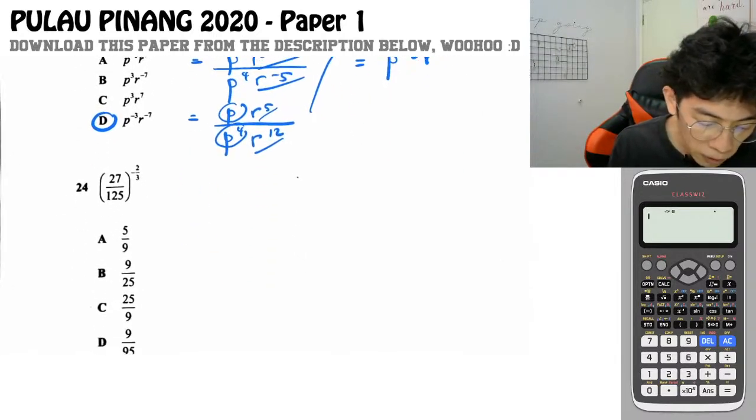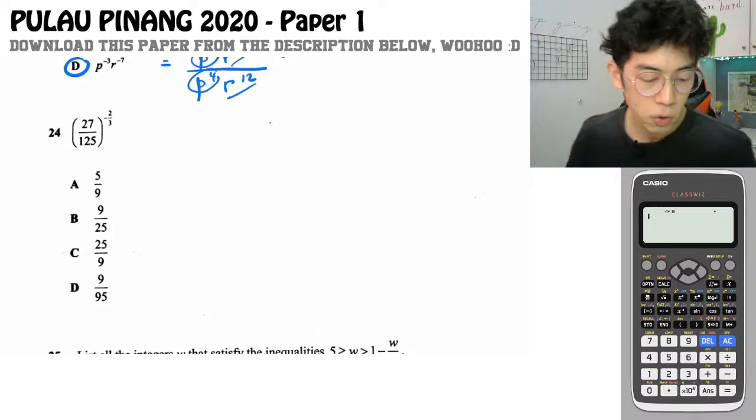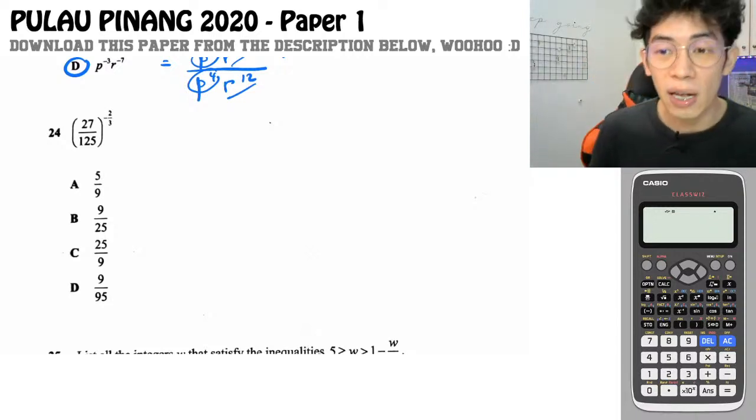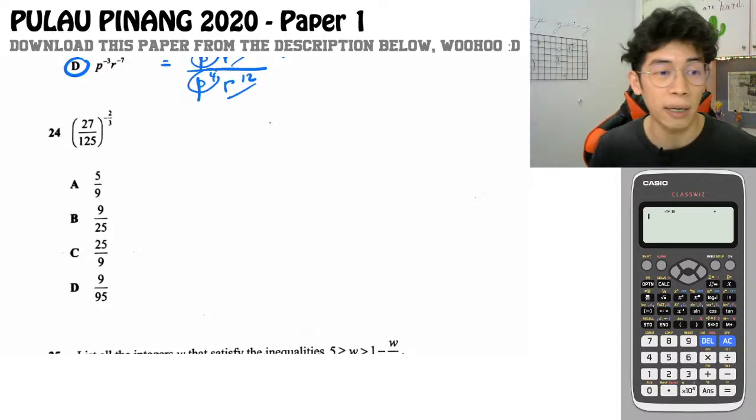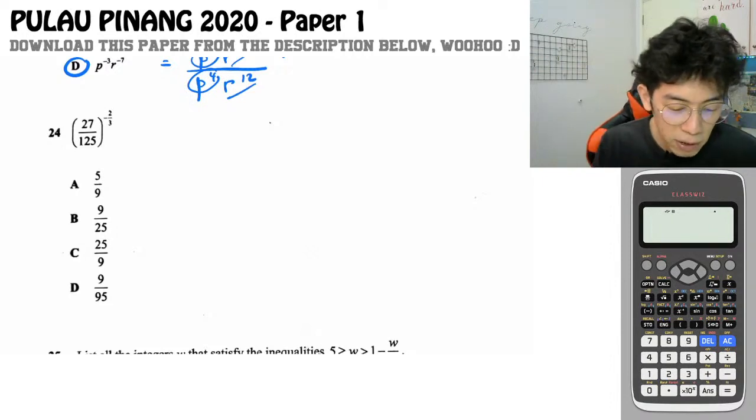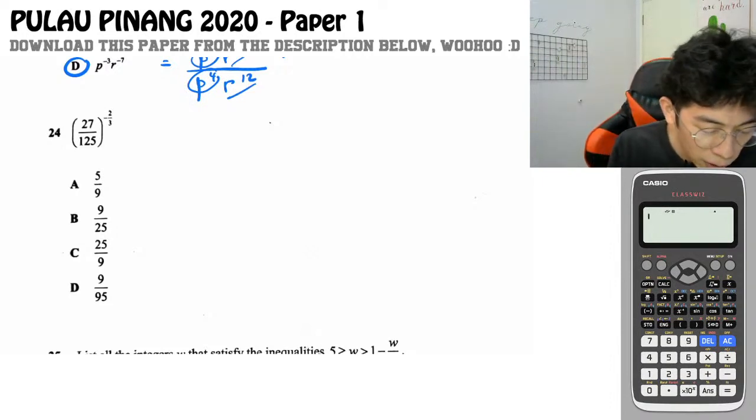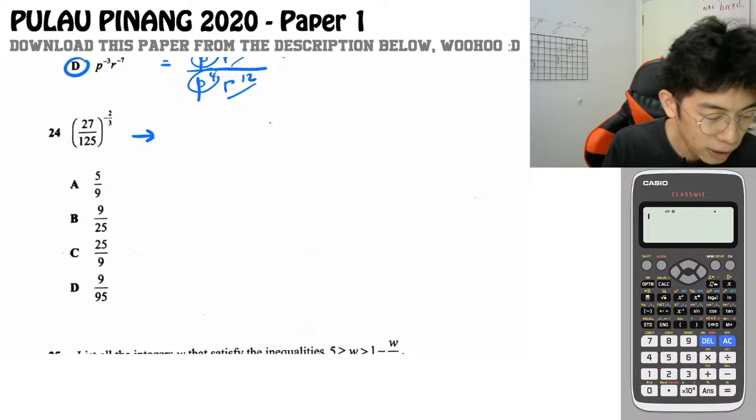Okay? And for 24, right, if you are not so okay with this indices thing, just punch them into the calculator using relevant brackets. And then you check A, B, C, D 1 by 1, then you'll get the answer already. Okay? But I'll just write the workings down lah. That's why it takes a lot of time.